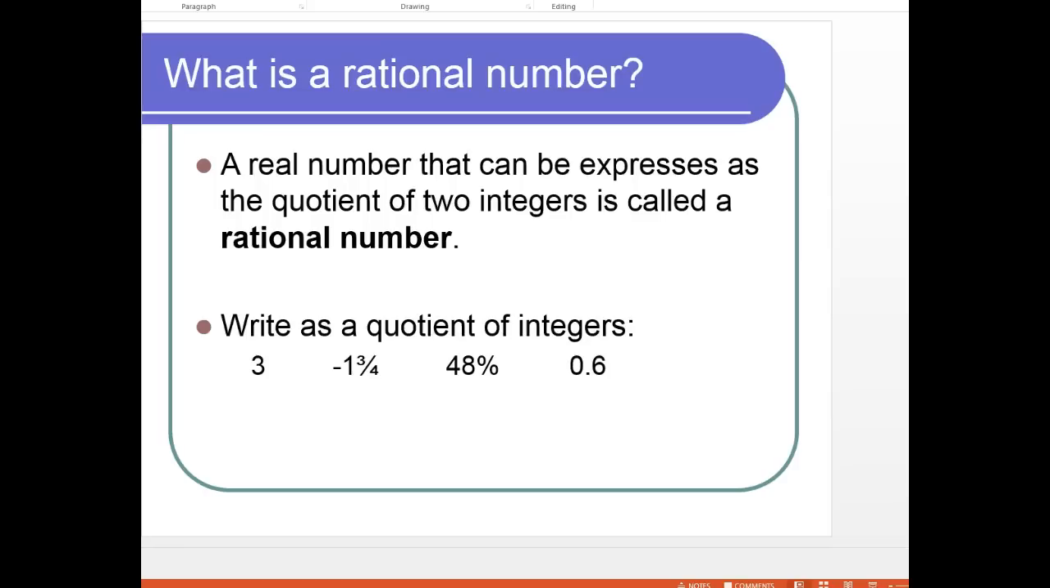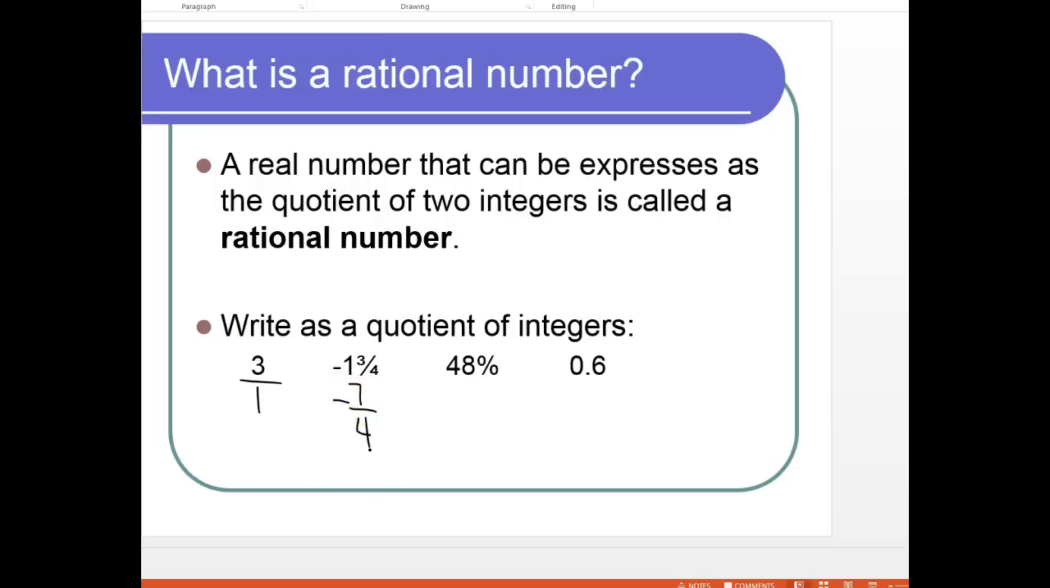Now, the first thing we need to check out is how do I write these different examples of rational numbers as a fraction, as a quotient of integers? Well, the easiest way for me to take 3 and write it as a fraction is to put it over 1. Now, you could be elaborate. You could say 9 over 3 or 12 over 4, but the easiest way to take a whole number and turn it into a fraction is to put it over 1. Do you remember how to take a mixed number and make it a fraction? Remember, it's 1 times 4 plus 3, so we're going to get negative 7/4.